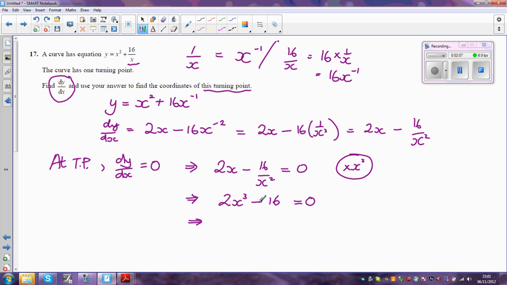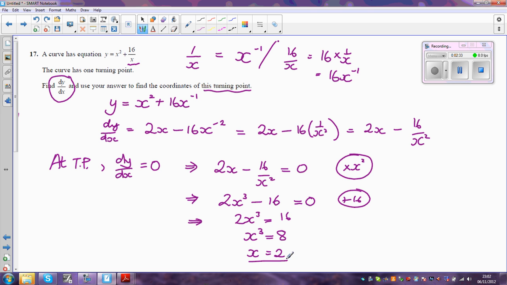Now, easy enough, at this stage I'm going to put 16 to the right, so 2x cubed is equal to 16. Okay, so just adding 16 to both sides there. I can now divide both sides by 2, so I've got x cubed is equal to 8, and if x cubed is equal to 8, then x is equal to 2. So the x coordinate of the turning point is going to be 2.